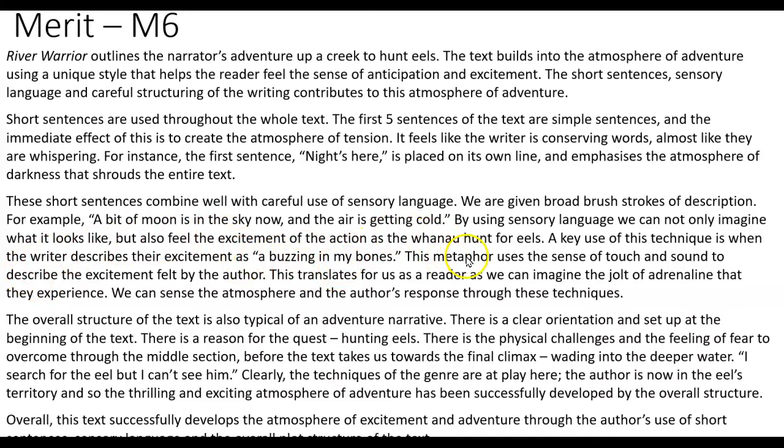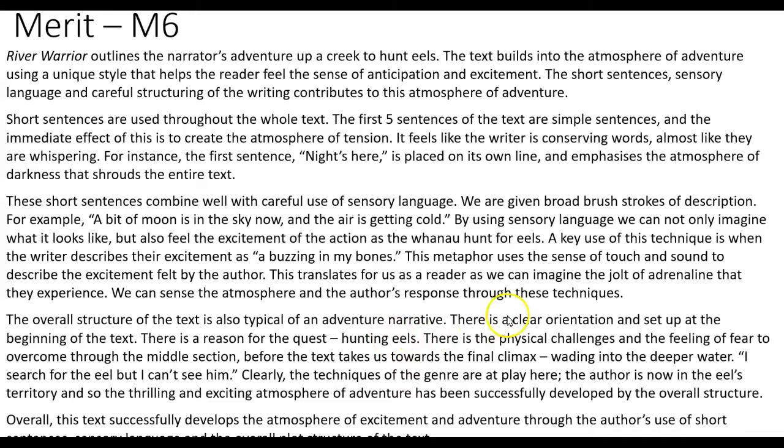And I've said that's a metaphor. I've also said it's sensory language. And I have explained its effect. We can imagine the jolt of adrenaline they experience. Again, by rounding off, going back to my topic, we can sense the atmosphere and the author's response through these techniques. Sweet. The final thing I analyse is the overall narrative structure.